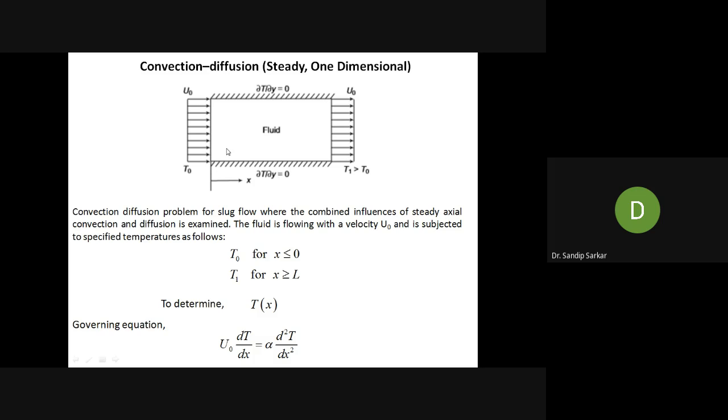We would like to see how the temperature is varying inside the domain for this typical one-dimensional convection diffusion problem. That means we want to evaluate the temperature distribution T(x). Basically, T will be a function of x only, because the flow is uniform, unidirectional, steady, and velocity is also uniform. How the temperature varies along the length L of the domain as a function of x, we shall determine from both analytical and numerical considerations.